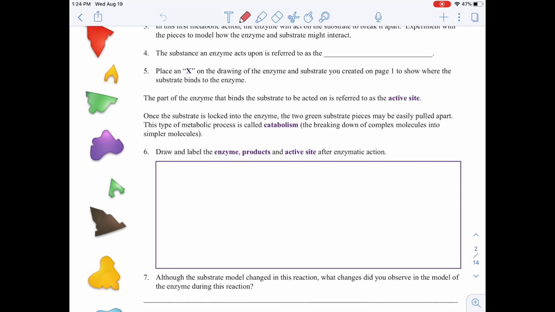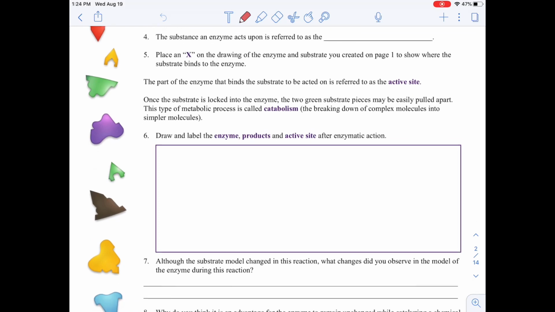Once the substrate is locked into the enzyme, the two green substrate pieces may be easily pulled apart, like I demonstrated. This type of metabolic process is called catabolism, the breaking down of complex molecules into simpler molecules. So my green substrate was my complex molecule, and I broke it into two smaller or simpler parts. That's called a catabolic reaction, when you're breaking things apart. I like to remember that because cats break things, and it's a catabolic reaction.